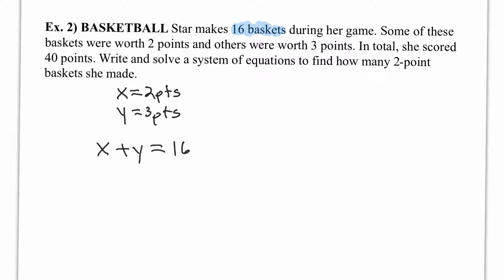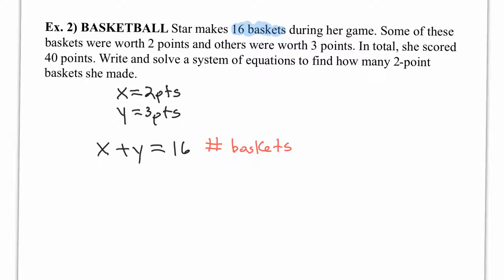And let me just put a little note on the side again, number of baskets here. She can make, I don't know, 3 2 points and 13 3-point baskets. She can have 10 2 points and 6 3 points, but it had to add up to 16. That's how many baskets she made. Now, let's talk about the points.